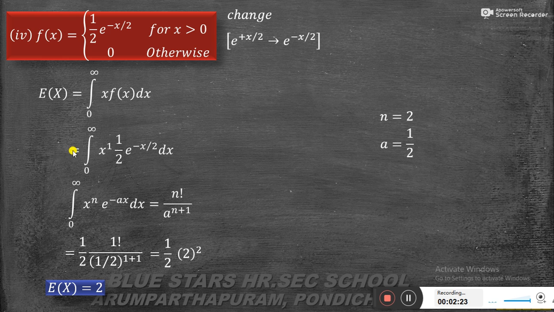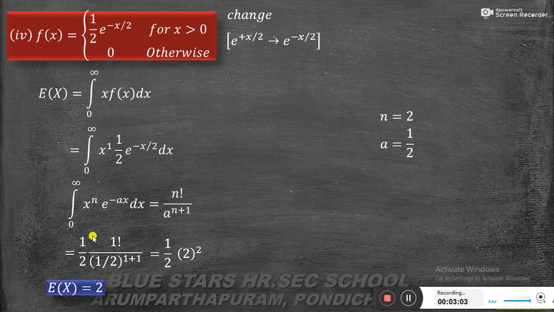I write the 1 by 2 on the outside, then e power minus ax. So x is present here, and a means 1 by 2. So n equal to 1 and a equal to 1 by 2. I substitute in this formula: 1 factorial by 1 by 2 whole power 1 plus 1. So 1 by 2 into 1 factorial by 1 by 2 whole square. 1 by 2 whole square means 1 by 2 square, so in the numerator I write 2 square. 1 by 2 into 2 square, the 2 cancels. Therefore expectation of x equal to mean equal to 2.